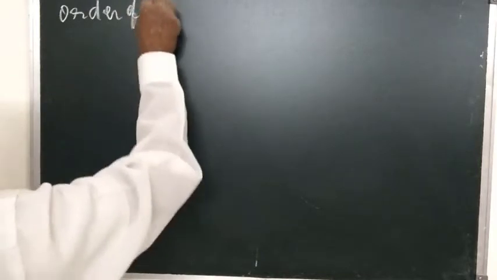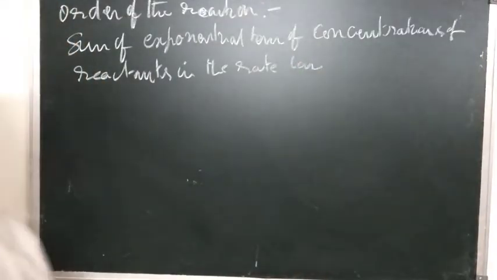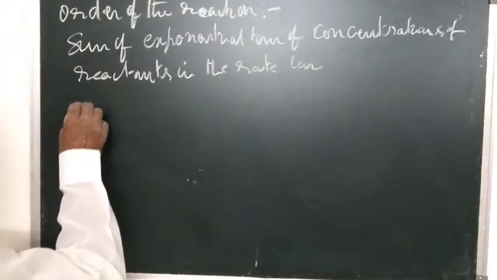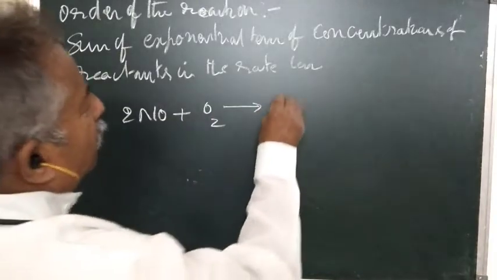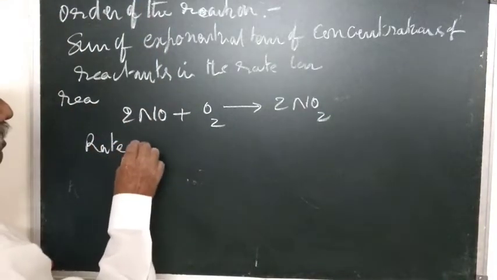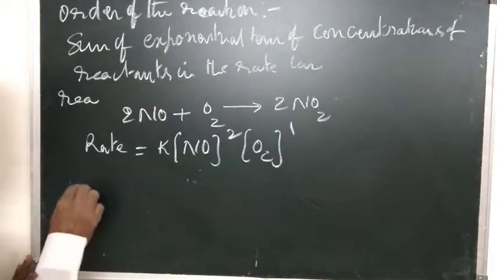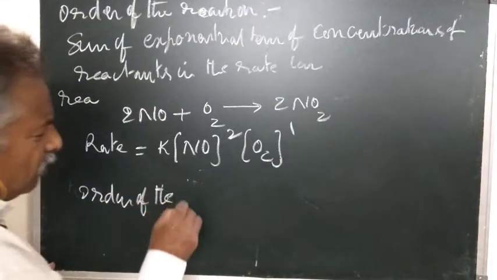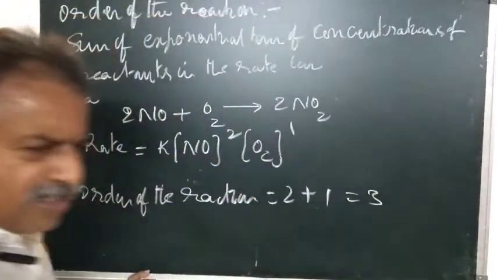Now let us learn about order of the reaction. Order of the reaction is nothing but the sum of the exponents of the concentration terms of reactants in the rate law. For example, if we take the reaction 2NO plus O2 gives 2NO2. Now rate law, rate equal to K into NO to the power 2 into O2 to the power 1. Now order of the reaction is equal to 2 plus 1. Therefore order of the reaction is 3.